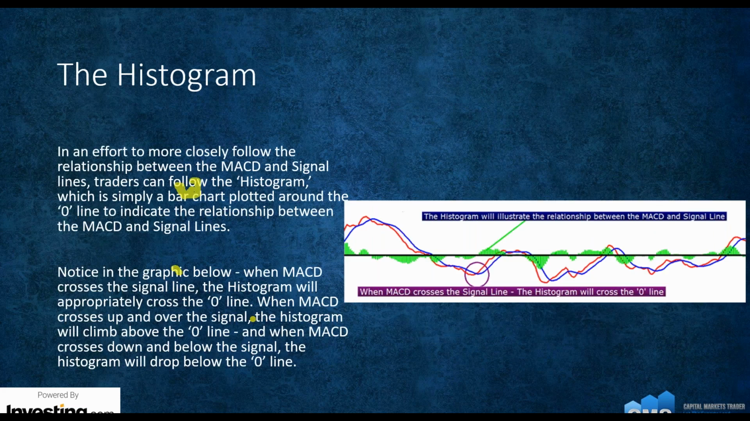Now, in an effort to more closely follow the relationship between the MACD and the signal line, traders can follow the histogram, which is simply a bar chart plotted around the zero to indicate the relationship between the MACD and the signal line.